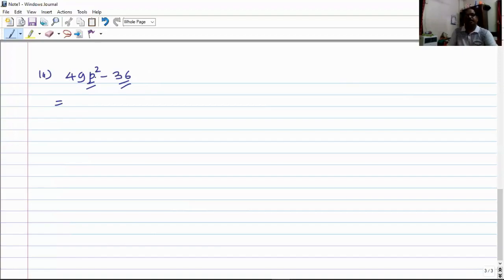So 49p square, we know 49 is the square of 7, p square is already the square of p, and 36 is also a perfect square, it is the square of 6. So I can write this 49p square as 7p the whole square minus the second term, square of 6. So 7p square minus 6 square, which is in the form of a square minus b square, and we can apply the identity for such type of expression as a plus b into a minus b.